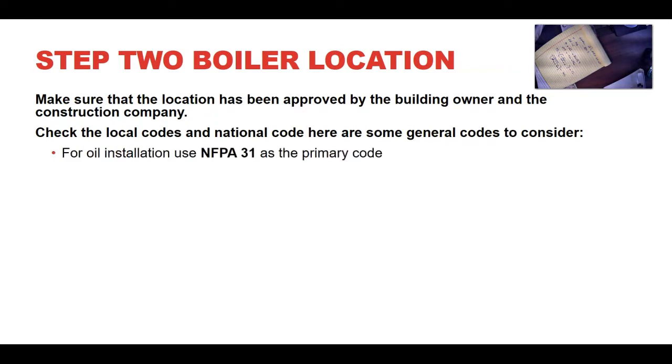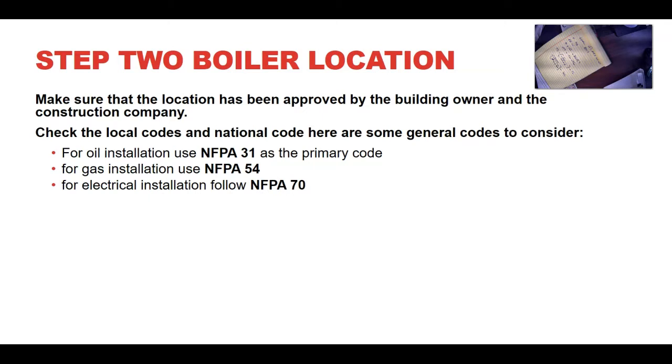For oil installation, use NFPA 31 as your primary code and look for the updated one. That's the National Fire Protection Association. For gas, it's NFPA 54. You can always Google these things to find the minimum code for these boilers. Again, we're saying boiler because we're dealing with a hot water system. For electrical installation, we can also have electrical heaters for a hot water system, and there's NFPA 70 for that.